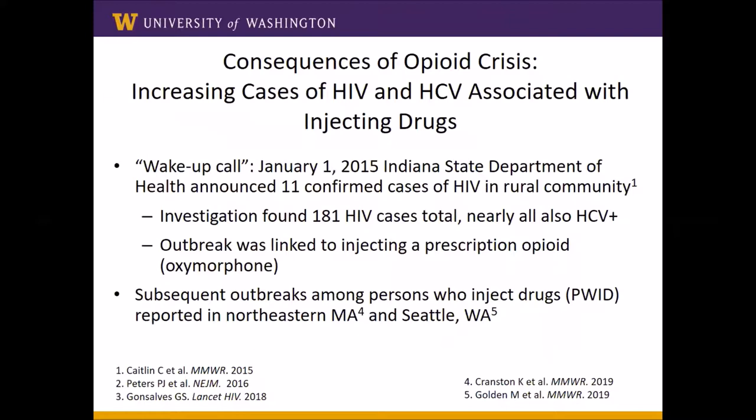So the other major consequence of the opioid epidemic that has emerged over time is the increase in infectious diseases related to injecting drugs. The first instance of this that caught the attention of the public eye occurred in 2015, when in a small rural county in Indiana, they reported a cluster of 11 new cases of HIV. An investigation eventually found 181 cases total, nearly all who were also infected with hepatitis C, that were related to injecting a prescription opioid named Opana.